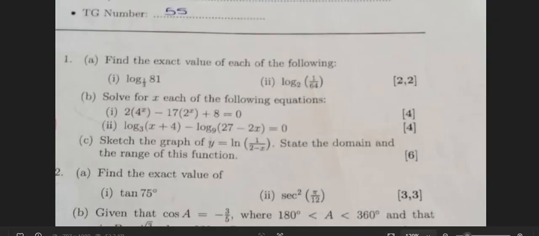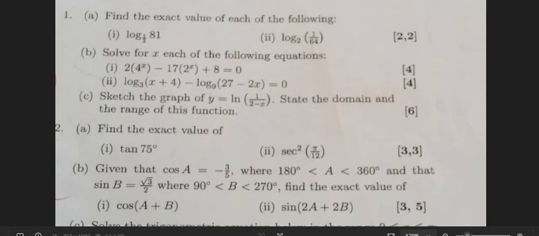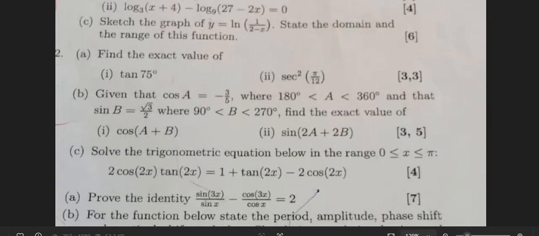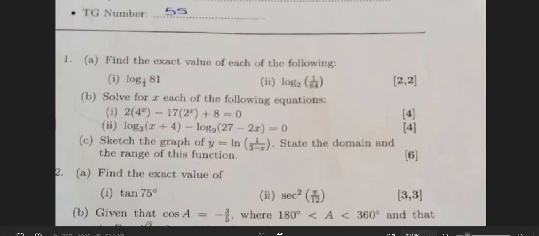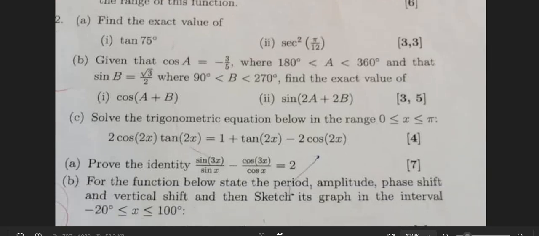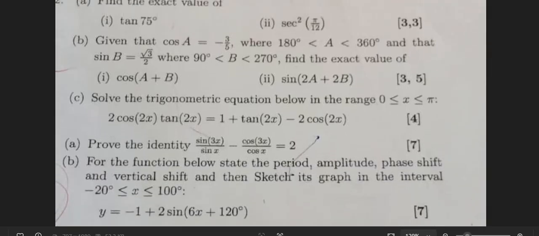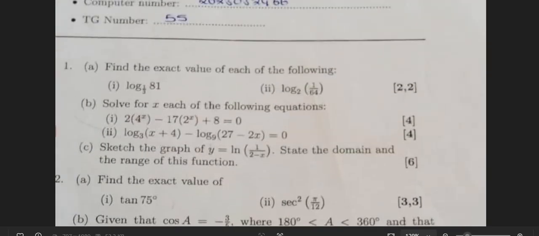Question 1 was on logs, so I'll just give you the quiz paper here, but I won't be referring back to it while solving. These were the questions. There were only 3 questions. The first question was on logs, and the second and third questions were on trigonometry. So we'll start with the first question, which is on logarithmic functions.